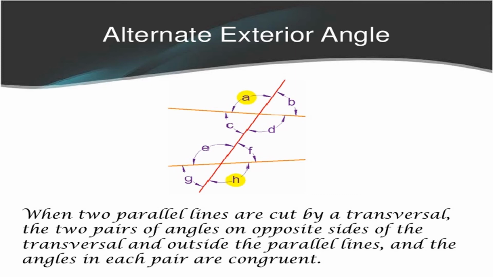Here angles A, B, C, D, E, F, G, H indicate the names of the angles, and angle A and angle H are alternate exterior angles. These angles are indicated by yellow color. Angle A is equal to angle H. These exterior angles are also equal to each other. In the same way, angle B and angle G are a pair of alternate exterior angles, meaning angle B is equal to angle G.